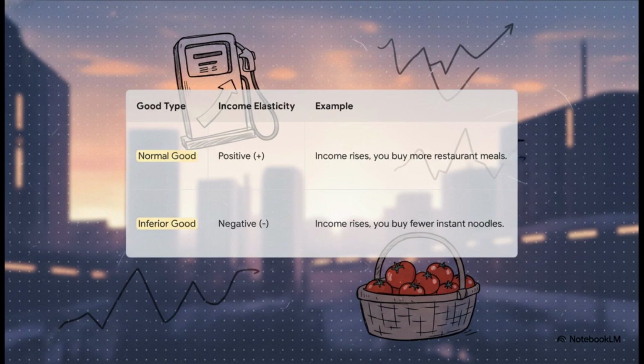Next up, we can measure how a change in our income affects our choices. This is called income elasticity. For most things, what economists call normal goods, when we get a raise, we buy more of them. Like going out for a nice dinner. That gives us a positive elasticity. But for some things, what we call inferior goods, the complete opposite happens. The classic example is instant noodles. As your income goes up, you probably buy less of them because you can afford other stuff. And that gives us a negative elasticity.